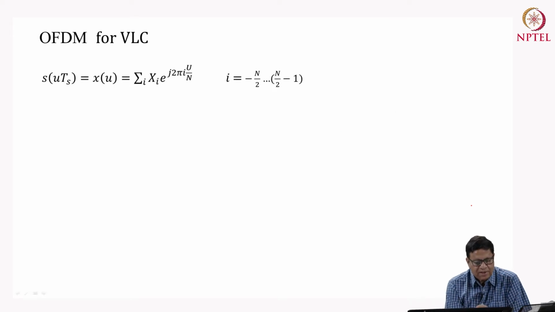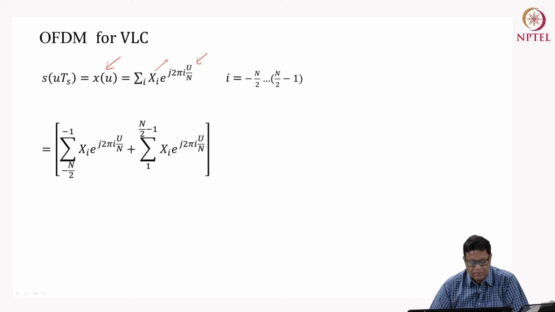So if you see the samples, the uth sample or at the time instant u Ts is given by xu, summation over i, and this is the data on the ith subcarrier, e raised to j 2 pi i u by n. This you will have to recall from our earlier OFDM discussion. So I am breaking this into two parts, and this i goes from minus n by 2 to n by 2 minus 1. So I am breaking these two parts, noting the fact that x0 is equal to 0, so there is no x0 term here, and xn by 2 is also 0.